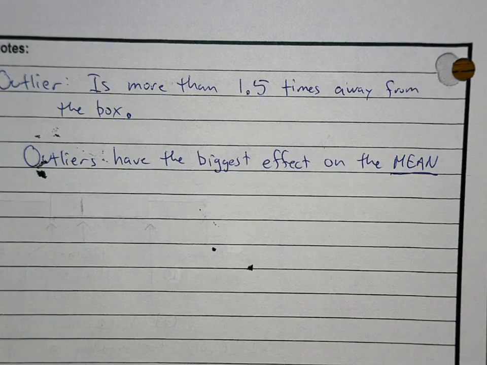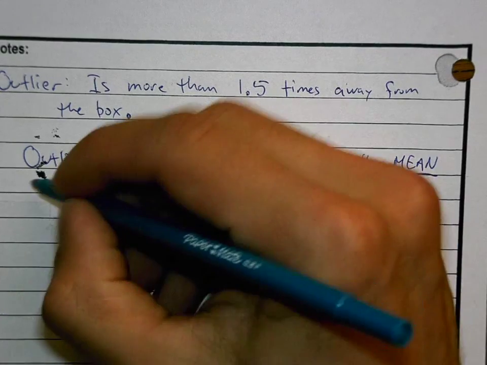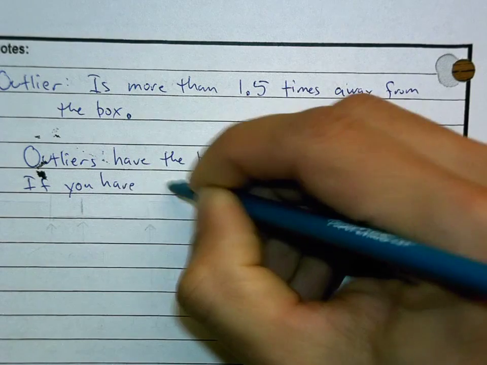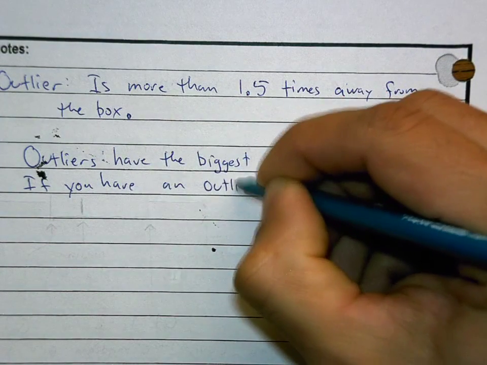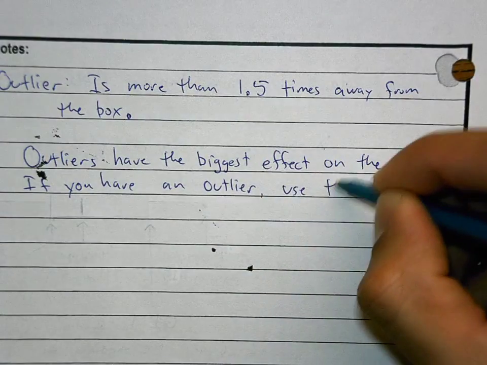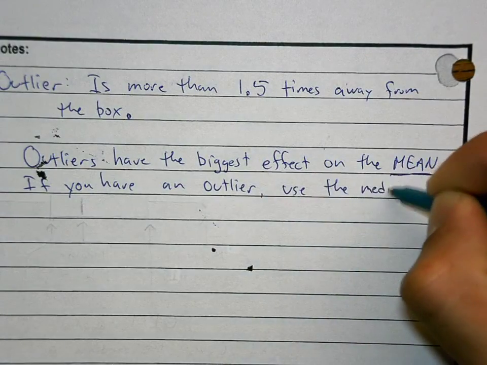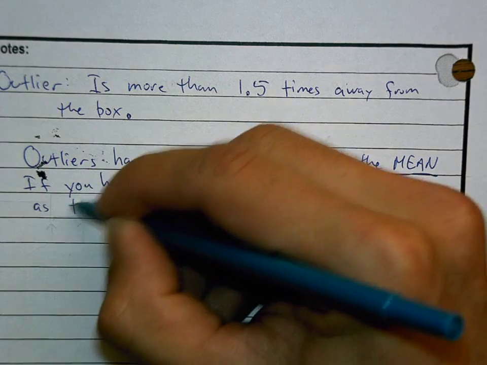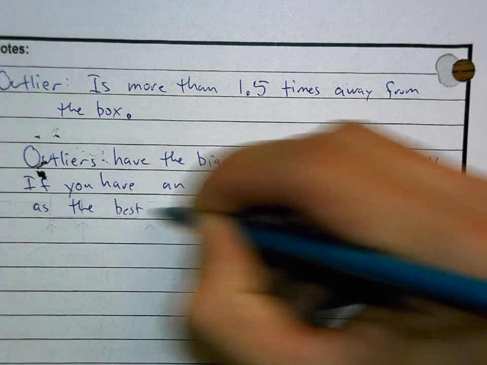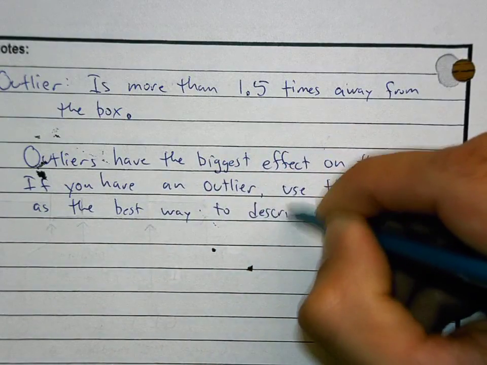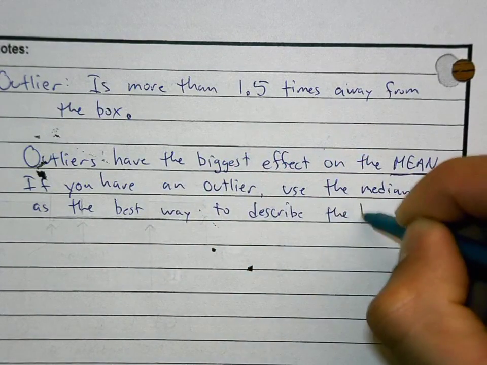I wrote down here, if you have an outlier, use the median as the best way to describe the data.